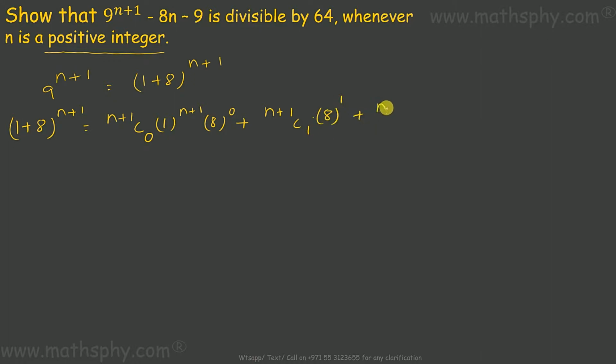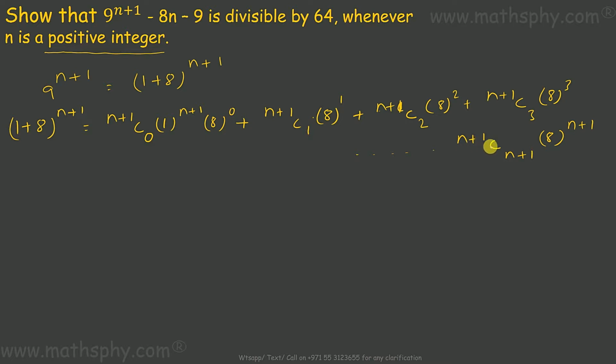Then I have n plus 1 c2, 8 to the power 2. Then I have n plus 1 c3, 8 to the power 3. It keeps on going till n plus 1 c n plus 1 and 8 to the power n plus 1. Suppose n is 5 here. So this will be 5 plus 1, 6. In that case, this will be 8 raised to 0, 8 raised to 1, 8 raised to 2, 8 raised to 3, 8 raised to 4, 8 raised to 5, and 8 raised to 6 finally.